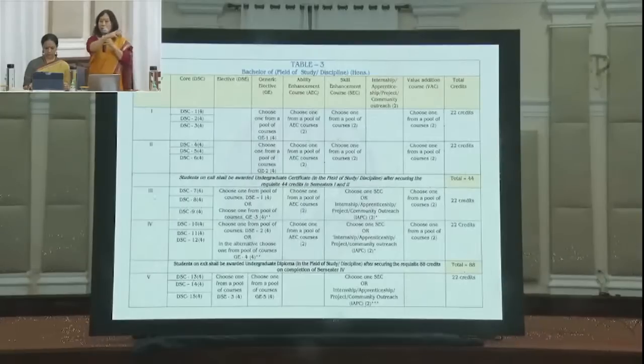Okay. So these 2 categories of courses will be offered in flip mode. Then you have skill enhancement courses from the pool. A student will be able to choose 1. And the last is the value addition course. Again, from a pool, a student has to choose 1.